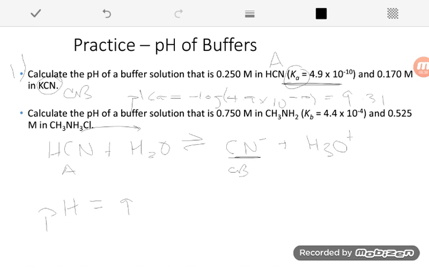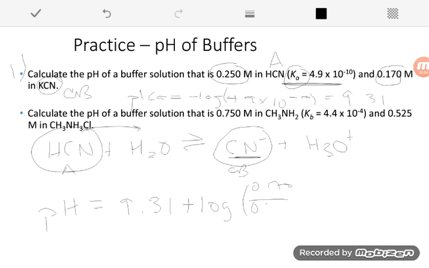pH is equal to pKa, 9.31, plus the log of the base. So that's how much CN minus I have, so that's my 0.170, over the acid. That's my HCN, so that is my 0.250. Now we just plug that into my calculator and we get 9.14. So easy, much easier than going through the whole ICE table nonsense.